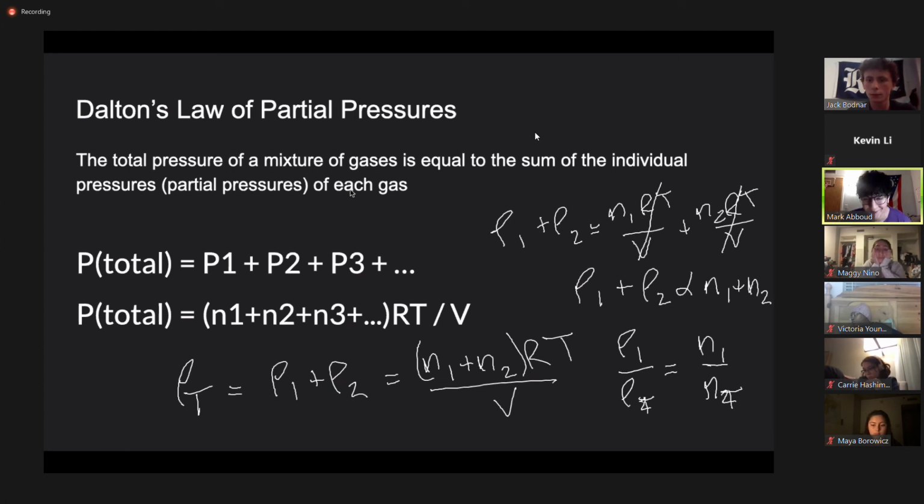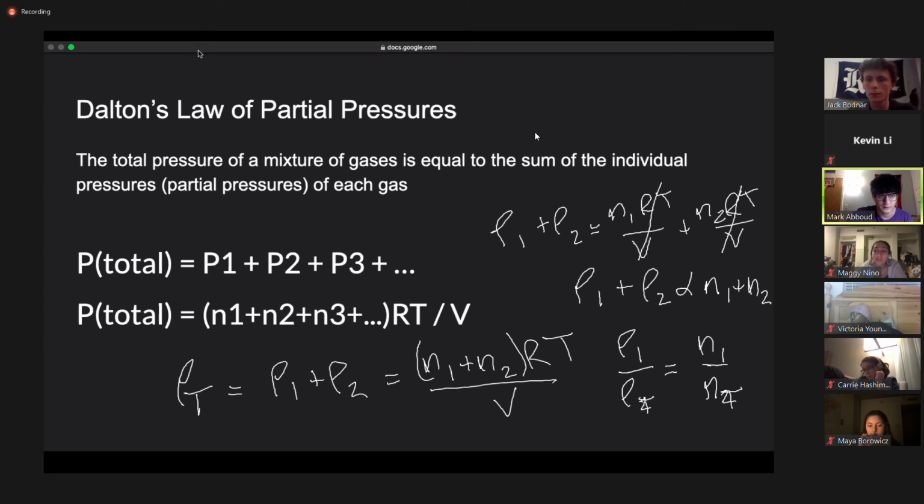Actually, I don't think that's what you're talking about. Oh, no, it kind of was. You're relating pressure to the number of moles. But yeah, that's an important conceptual connection to make. Sorry, go ahead with whatever you're saying.